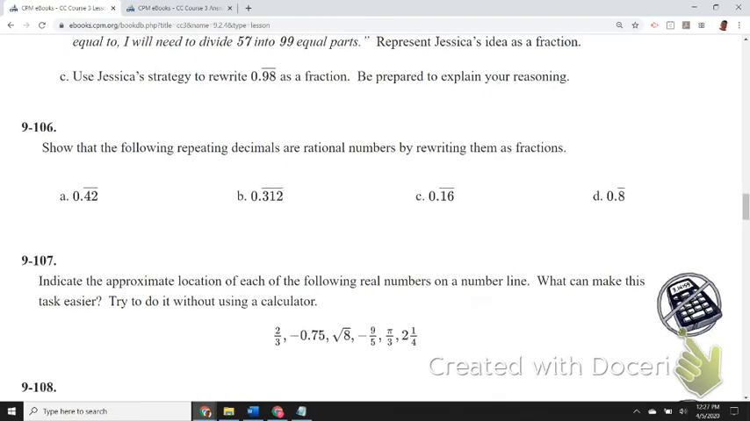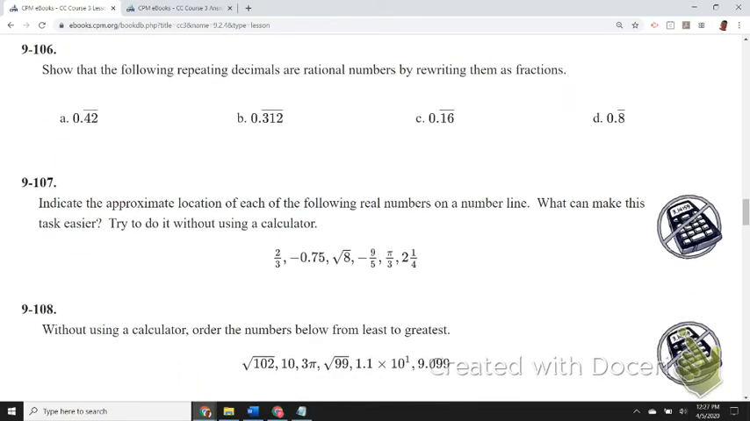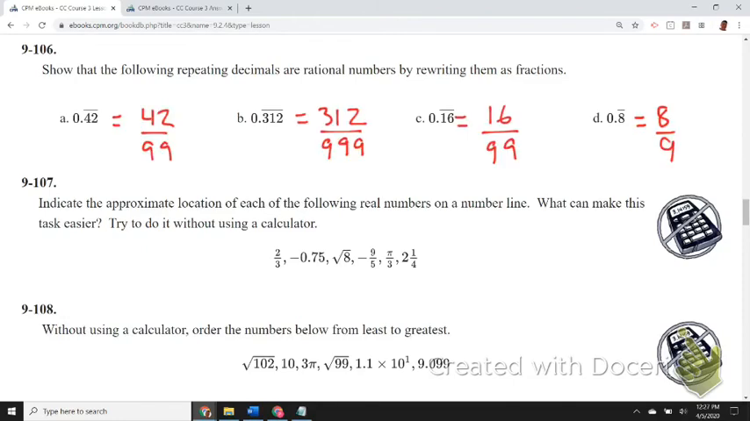9-106 says show that repeating decimals are rational numbers by rewriting them as fractions. So at this point, you should have enough experience to try to rewrite each one of those as fractions. Pause the video, come back and see what you guys come up with. All right, welcome back, and there are your answers.